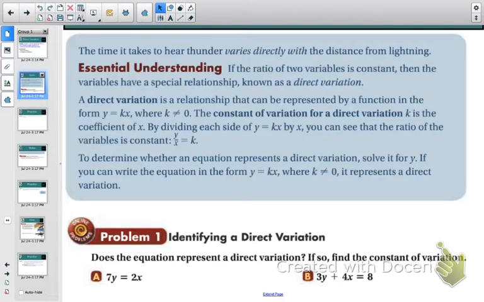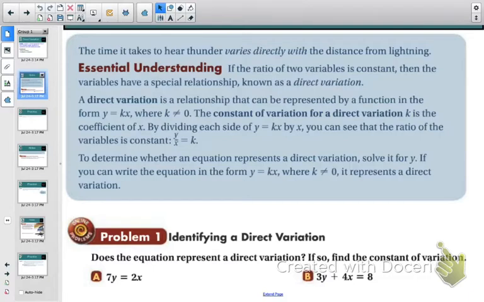Now, a direct variation is a relationship that can be represented by a function of the form y equals kx. Okay, so it's kind of like y equals mx plus b. But notice there's no b. And basically they just changed the m to a k just for fun. Just because it's direct variation, I guess. But really they're the same thing. K is like your slope here.